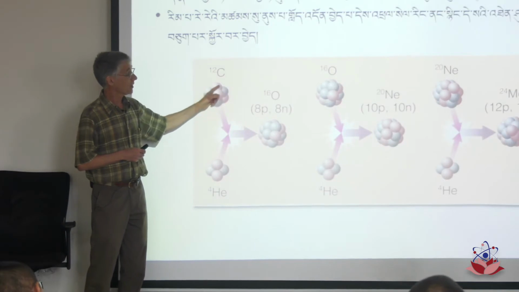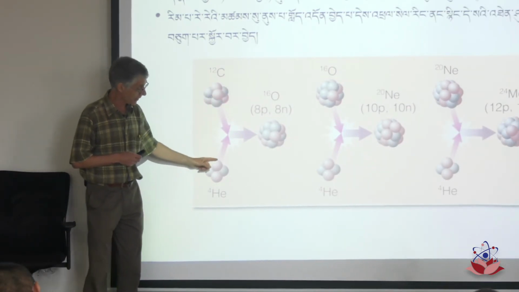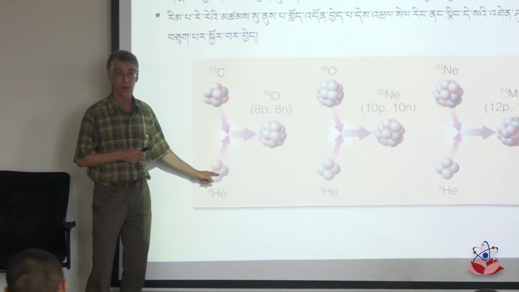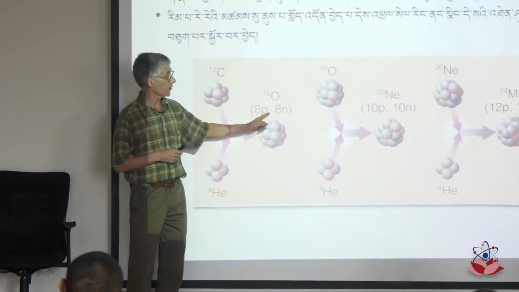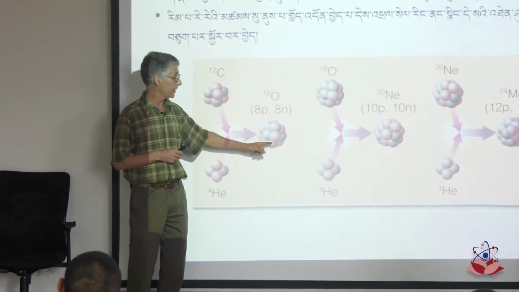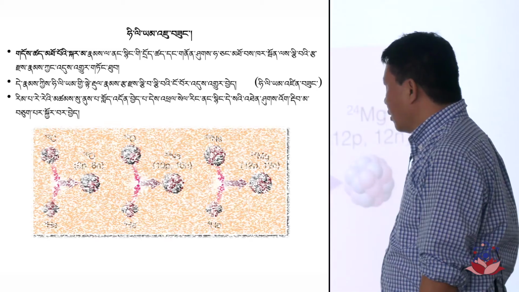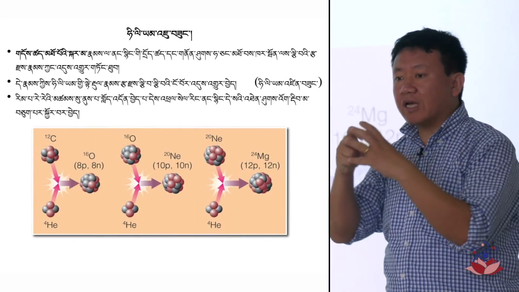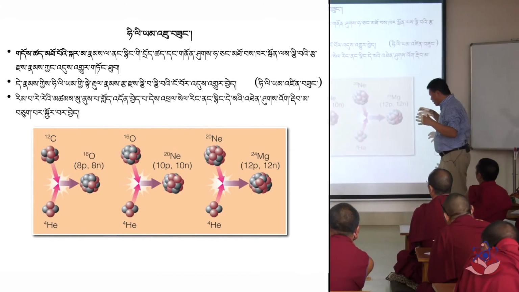So if you take a carbon atom, which has 6 protons and 6 neutrons, and you add a helium atom, which has 2 protons and 2 neutrons, you end up with 8 protons and 8 neutrons in a single nucleus, which is oxygen.